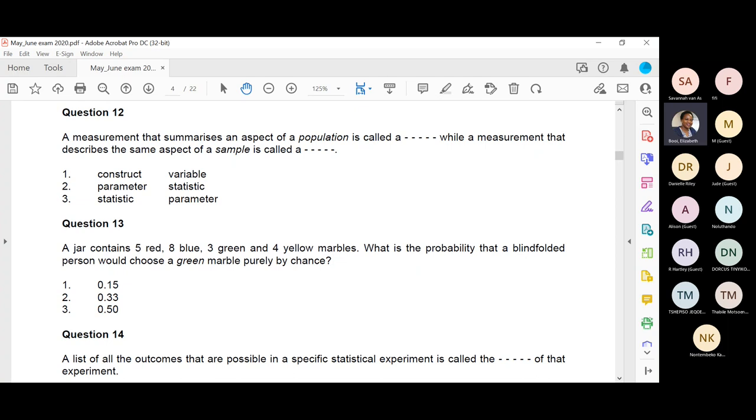Okay. So do we all agree with the statement that she just made? Yes. For question 12, a measurement that summarizes an aspect of a population is called a parameter, while a measurement that describes the same aspect of a sample is called a statistic, which is what we have been defining so far.